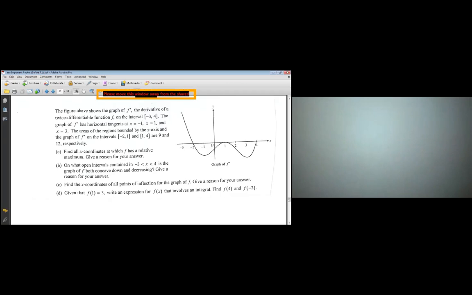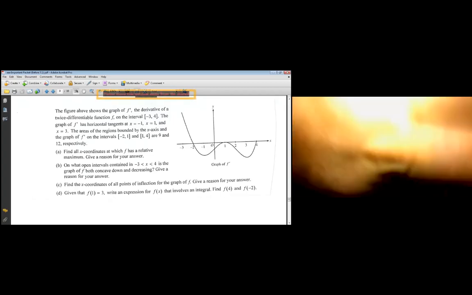The only thing I would guess is the f of 4 and -2 could be chosen as boundaries, as bounds. Yes, that's correct to an extent. So here's the only thing you got to know. Finding f of 4 and f of -2, first off, it's two different problems. So pretend this is like part D and part E. So two totally different problems.